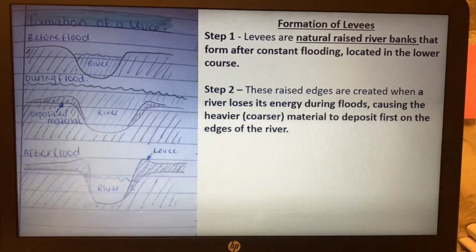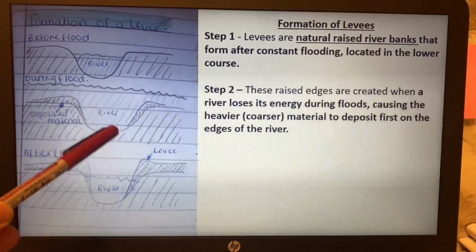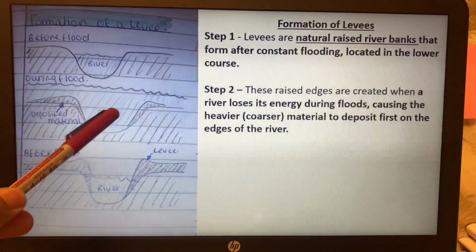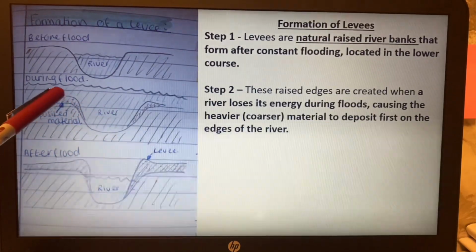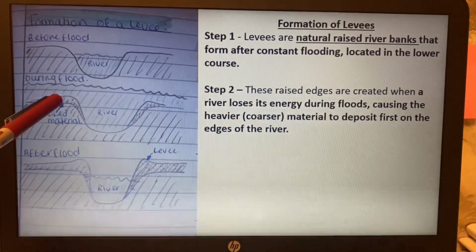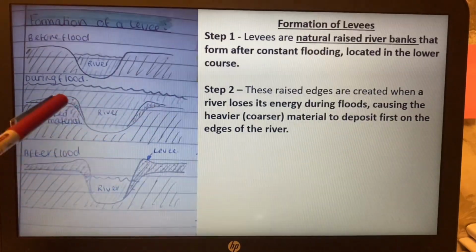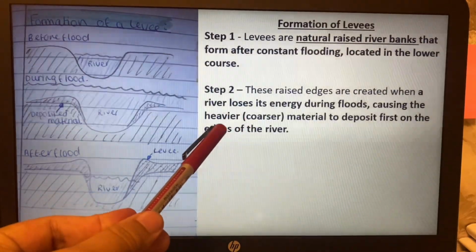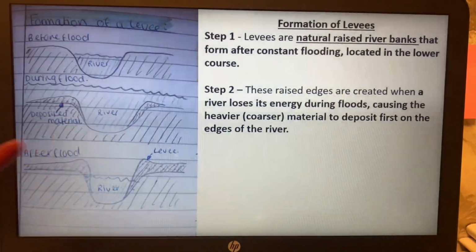So step two, can you see the material, guys, where my pen is, inside the river? All this material, whether it's small or big, will get pushed up like this and get pushed across the floodplain. But guess what? The heaviest material doesn't get pushed as far because it's heavier, so it's not going to travel as far. So you've got to think these raised river edges form because heavier material gets deposited there first. So look at what I've written. The river loses its energy during floods, causing heavier material to deposit first on the edges of the river.